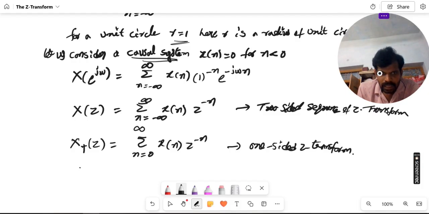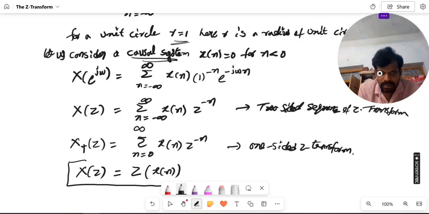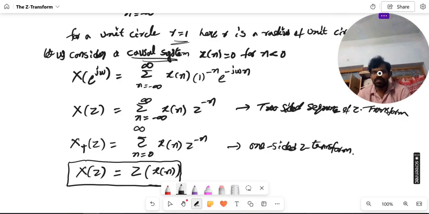Therefore, X of z, that is the z transform output, is how we get the z transform of x of n. By applying the z transform to x of n, we get the z transform output X of z. So that is the conclusion of the definition of the z transform.